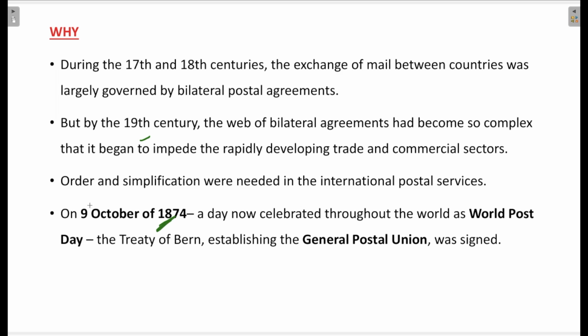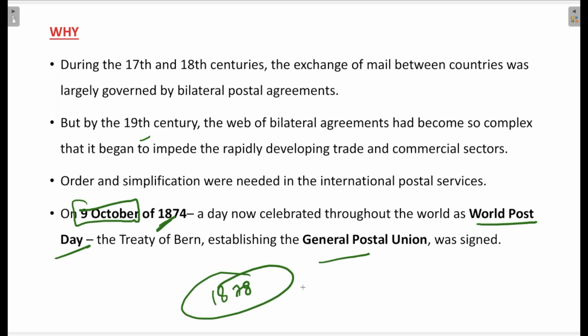Now two things are important, that is, the 9th of October, which is celebrated as World Post Day. This day has been observed as World Post Day, and the General Postal Union was established on 9th October 1874. Then in the year 1878, the name was changed to Universal Postal Union. So earlier it was the General Postal Union, established on the 9th of October 1874, and the same day is observed as World Post Day. This is very important. And in 1878, the name was changed to Universal Postal Union.